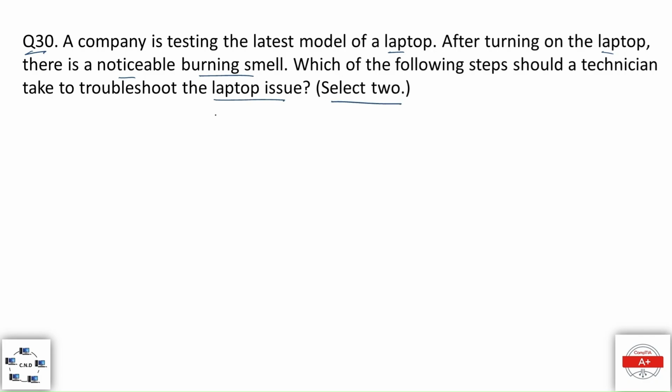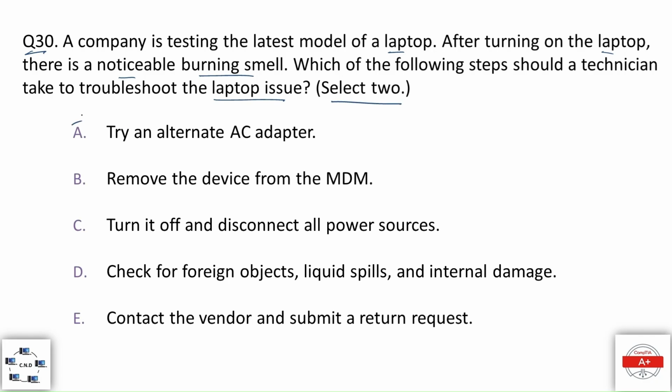We have to select two options, and the options are: option A, try an alternate AC adapter; option B, remove the device from the MDM, that is mobile device management, which is a centralized platform to manage the mobile devices such as laptops, smartphones. Option C, turn it off and disconnect all power sources. Option D, check for foreign objects such as liquid spills and internal damage. And option E, contact the vendor and submit a return request.